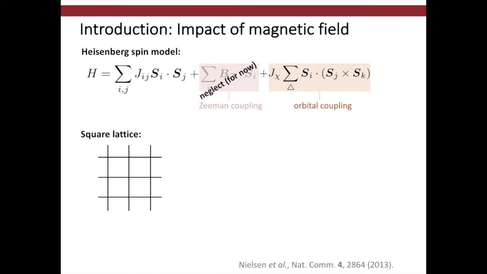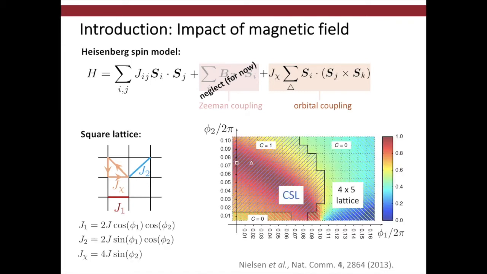There are similar results for the square lattice Heisenberg model, again with nearest neighbor J1, next nearest neighbor J2 exchange couplings, and orbital coupling J chi with elementary triangles such as the one shown in orange. As computed in the paper at the bottom of the page, its phase diagram is shown on the right, where two angles, phi1 and phi2, are used to parameterize the system according to the relations down here. Roughly speaking, you can think of the horizontal axis as the J2 axis and the vertical axis as the J chi axis. Again, we observe an extended regime where a chiral spin liquid is stabilized and a range of J2 where the critical value of J chi is very small.